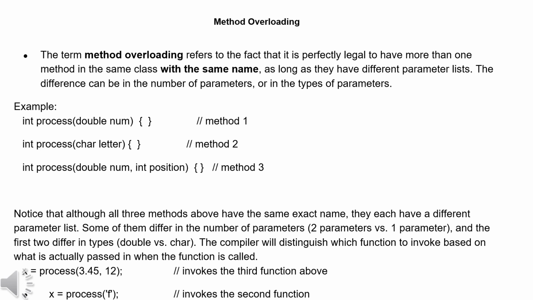So we have some examples here. Process is a method, right? And we have 3 methods with the same name, process. But in the first one, the parameter list is a double, the second one is a character, and the third one is a double and an integer. So the compiler can easily distinguish between these 3 methods, although their names are the same. So it is called method overloading.